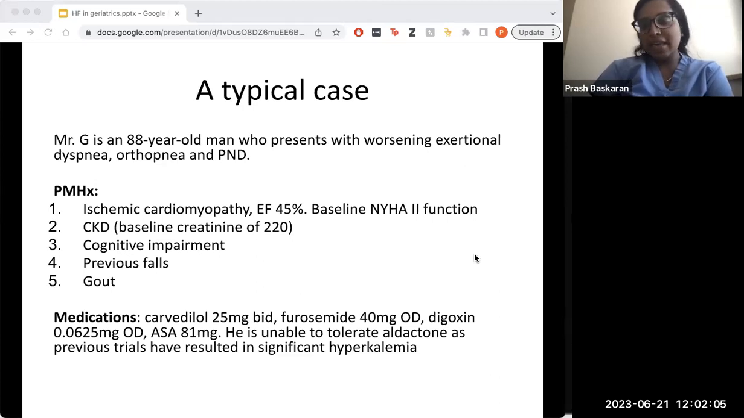So when we see a case like this, we tend to focus on how to treat the patient from a symptom perspective as well as a management perspective. And I'm hoping that after my talk, there would be maybe a slight change in our thought process in the way that we see this patient when they come into the hospital.